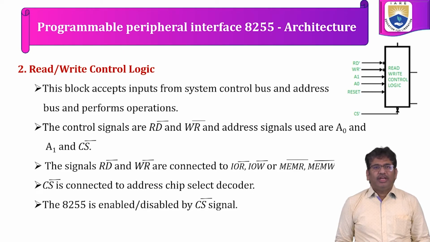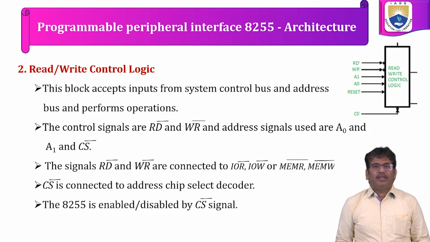Next, A0 and A1, these two signals are used for addressing port A, port B, port C as well as the control word register. When A1 A0 is 00, the 8086 processor is accessing port A, 01 for port B, 10 for port C, and 11 for the control word register.